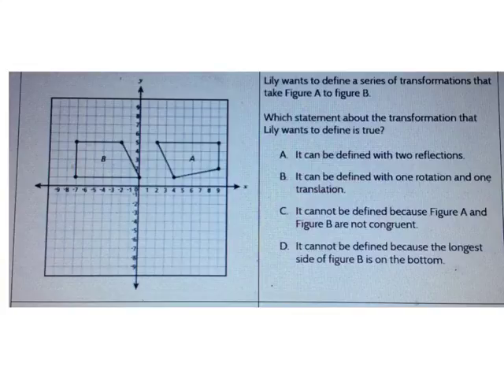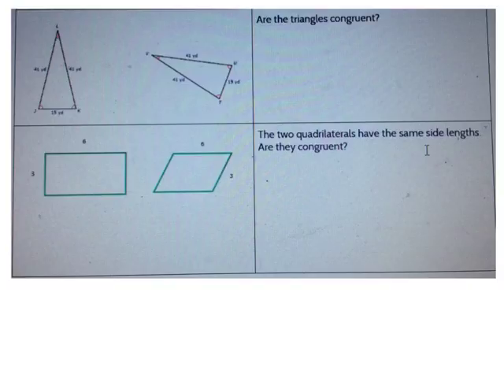Let's look at another problem. Lily wants to define a series of transformations that take figure A to figure B. Which statement about the transformation that Lily wants to define is true? The answer is C. These two figures are not congruent. Figure B is a trapezoid, figure A is not. They don't have the same sides and angles, so there is no transformation that could take figure A to figure B.